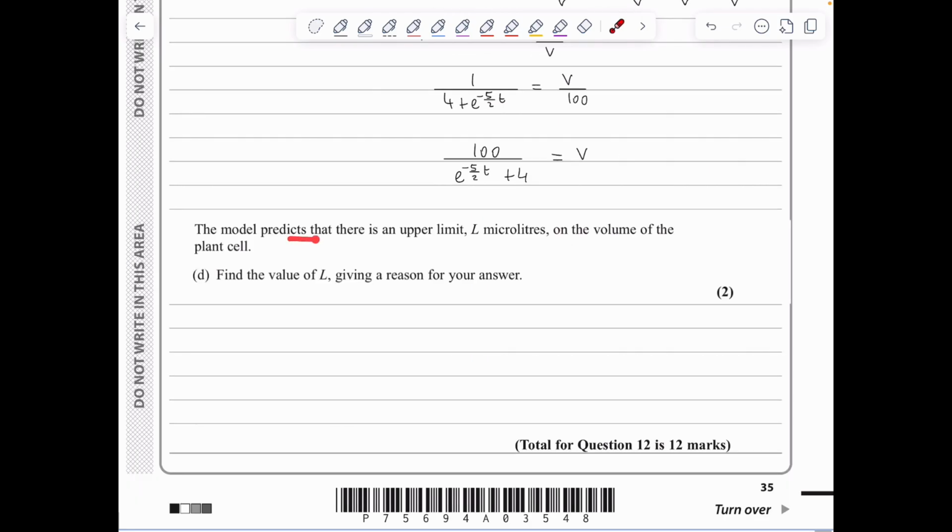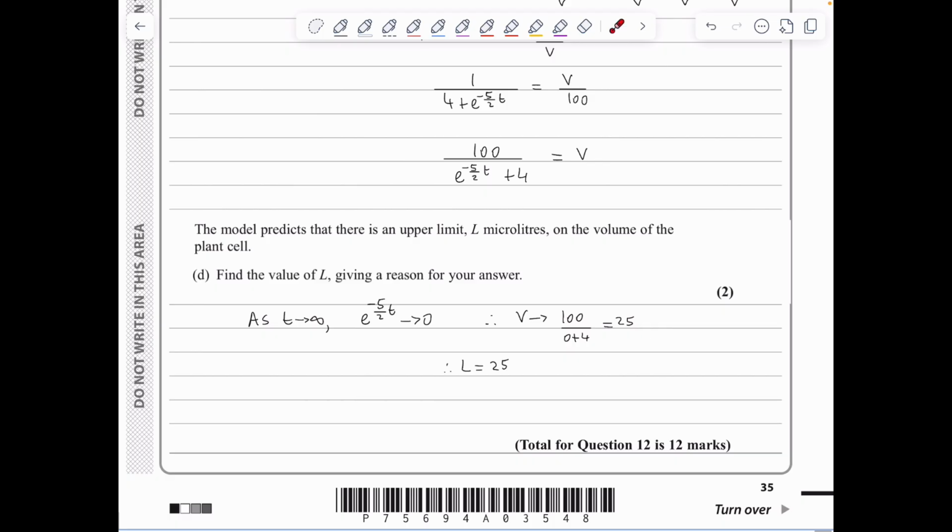The model predicts that there's an upper limit capital L microliters on the volume of the plant cell, and we need to find the value of capital L, giving a reason for our answer. So I will be considering what happens to capital V as t grows larger and larger. So as t tends to infinity, the e to the minus 5/2 t tends to 0. So we are looking here essentially at 100 over 4. So I'm going to write here that v tends to 100 over 0 plus 4, which is equal to 25. And therefore we conclude that capital L is 25.